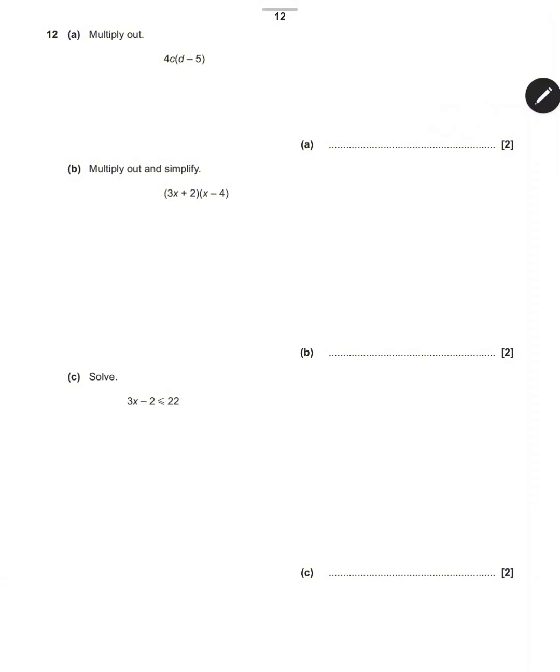Question 12, we've got some more algebra to do. This first part says multiply out, so we're going to multiply 4c by d. And 4c times d is 4cd. Then we're going to multiply 4c times -5. Well, 4 times -5 is -20, but we had 4c there, so it's going to be -20c.